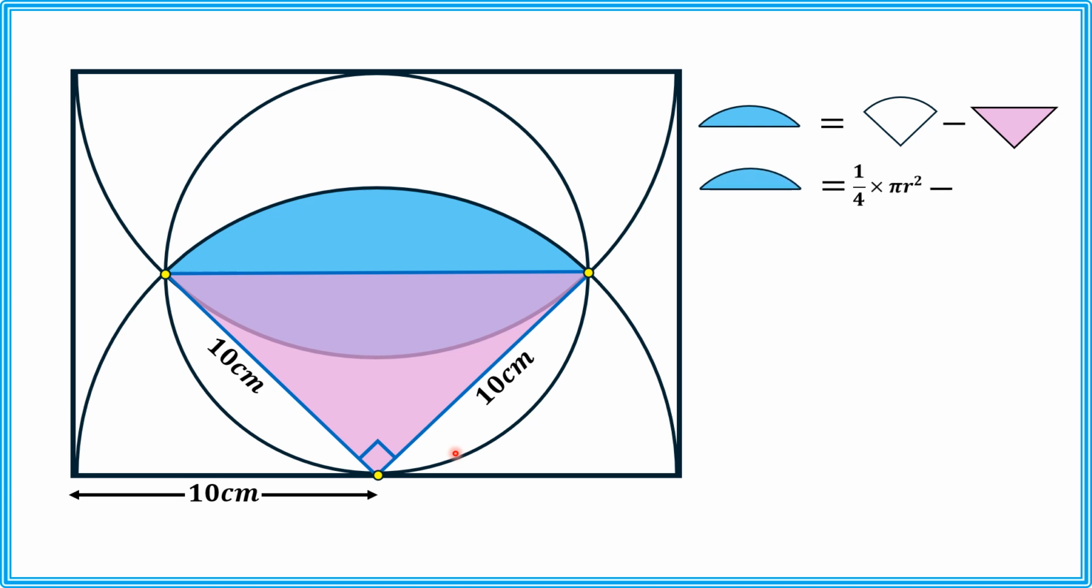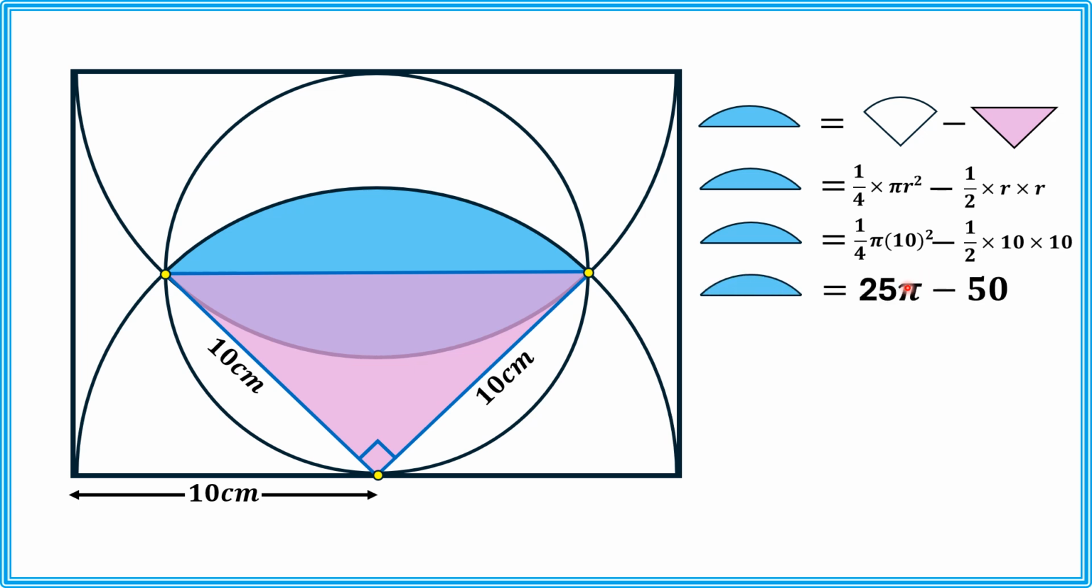So we know that the area of a quarter circle is 1/4 times pi r squared, minus these both lengths, which are the base and height of the triangle and are radii of the semicircle. So it is equal to half times r times r. Here r is 10 in all cases, so substituting the value of r, that is 1/4 pi 10 squared minus 1/2 times 10 into 10. This will become 25 pi minus 50.